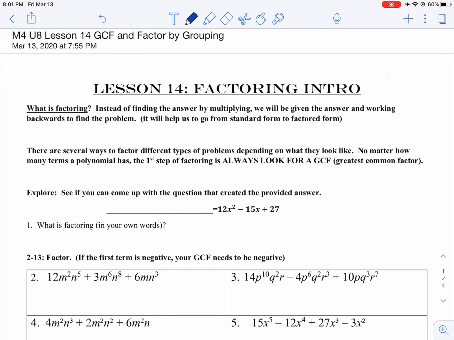In 7th grade, you learned earlier this year, when you distribute, you take the number sitting on the outside and you multiply it by each term on the inside. Well, now we're going to go backwards. And anytime that we are going to be factoring, we always have to look for the greatest common factor. That's the number one thing that we have to do every single time.